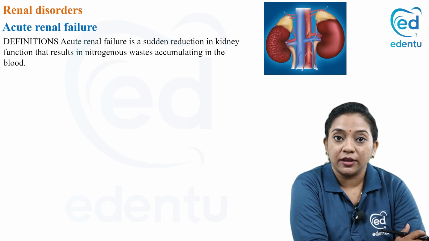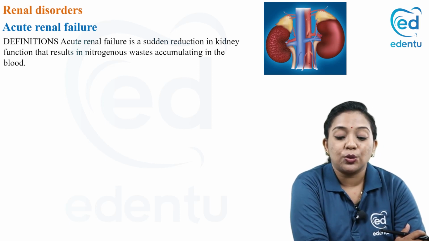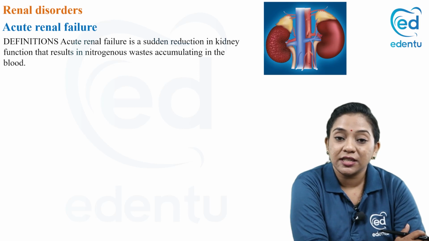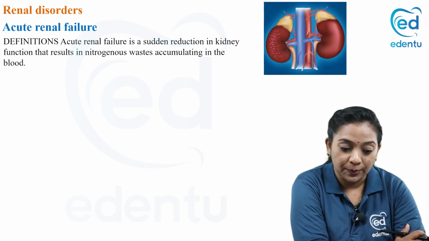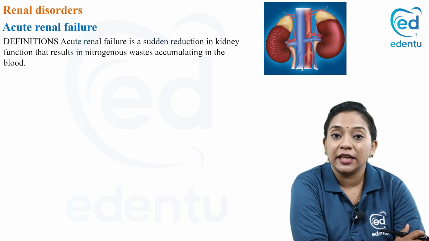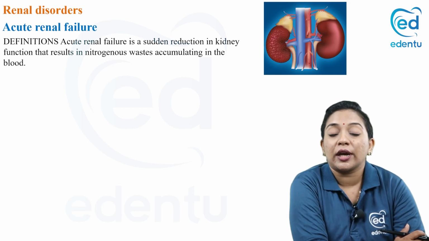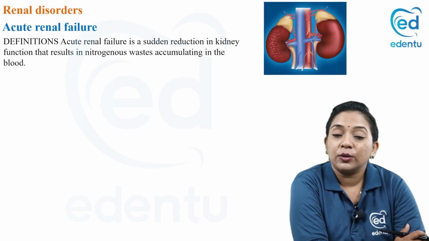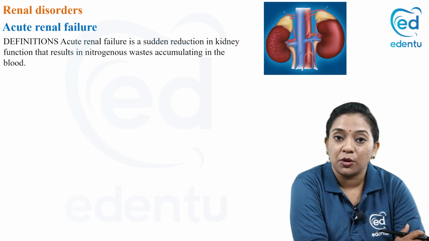First, we'll begin with the first disorder, that is acute renal failure. Acute renal failure is a sudden stop or reduction in normal kidney functioning. As a result, there is increased nitrogenous waste deposition in the blood. Nitrogenous waste means ammonia, urea, and uric acid, which will all get deposited in your blood.